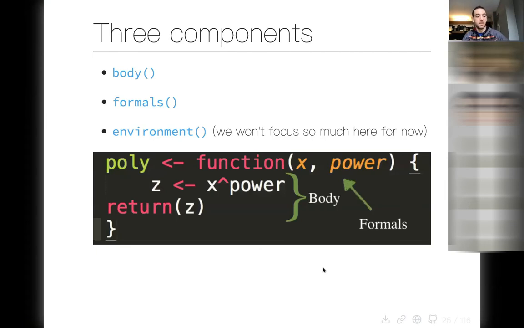Function components. There are 3 components to any function. There's the body, which is the actual function part of it. There's the formals, which are the arguments that are supplied to the function. And there's the environment, which is basically where the function is evaluated. The environment is a little more complicated. It has to do mostly with what's called scoping. We will talk about that a little bit later, but we're not going to focus on it too much for now. The main thing we want to be concerned about is the formals.